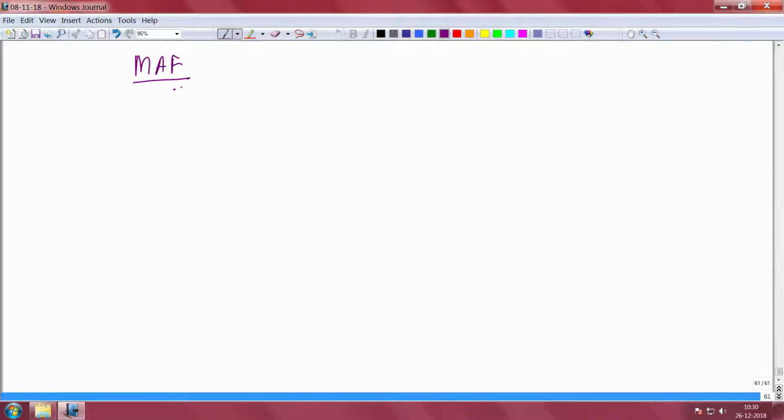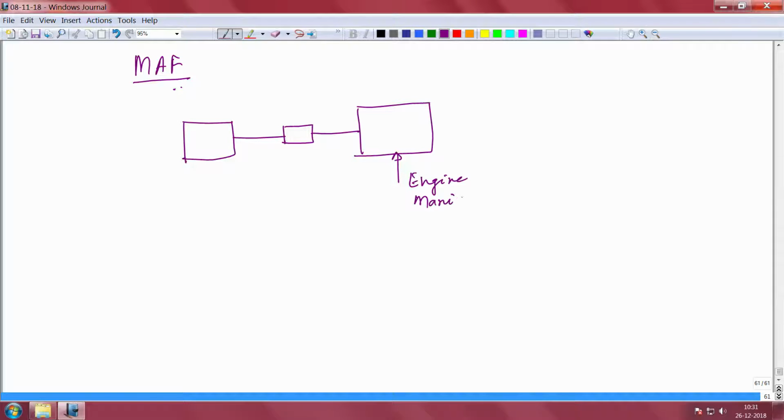Now, what is this MAF sensor, how does it work, what are the problems, let us get into details. This is the engine manifold, and this is the air filter. MAF essentially is in the middle, and it is a very crucial one for any electronic fuel injection system. This is the most important.